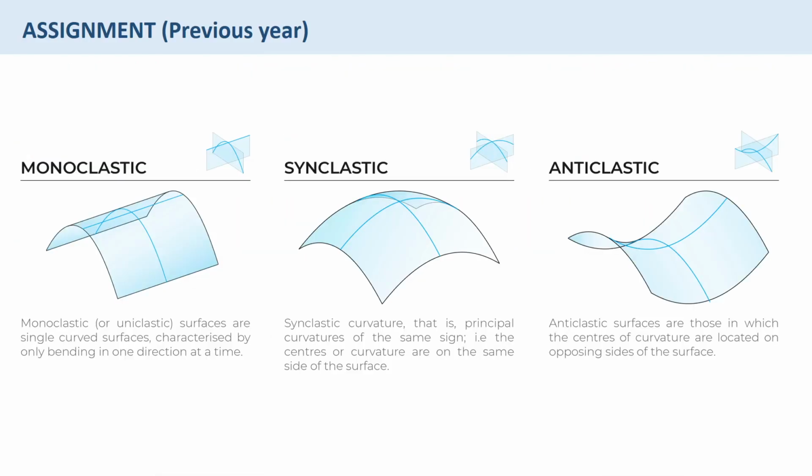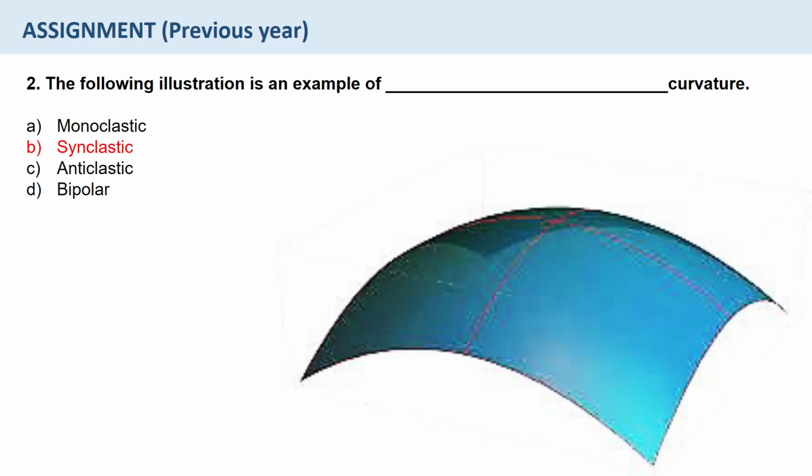So this is how monoclastic, synclastic and anticlastic look like. So coming back to the question and coming back to the image, the figure has a curved surface with two curvatures, and both are in the same direction, so it is a synclastic curvature.